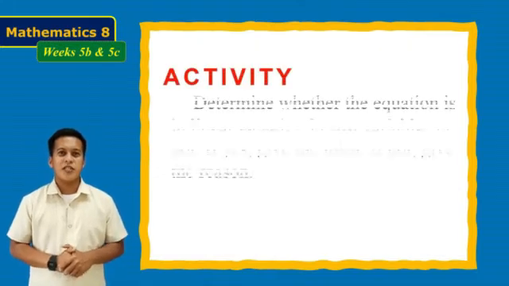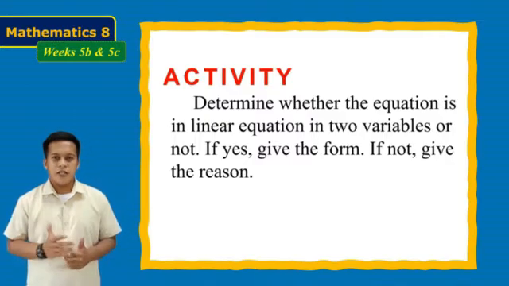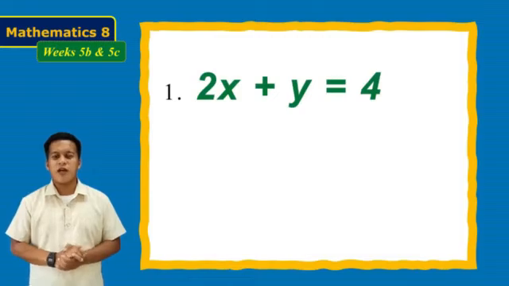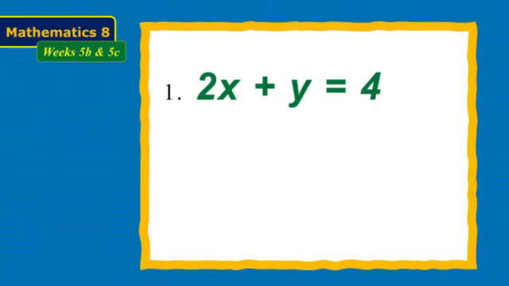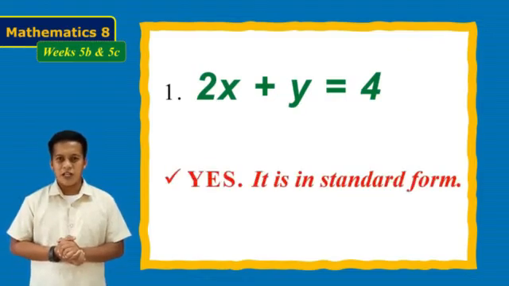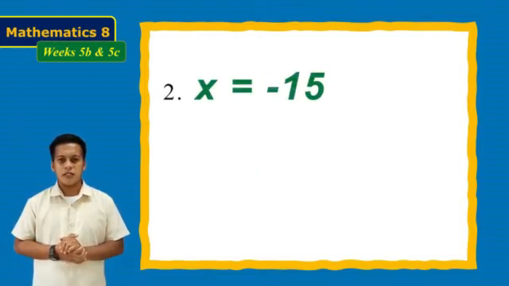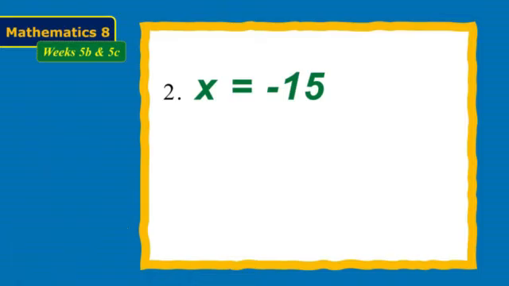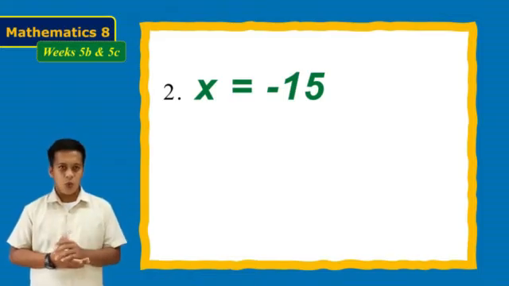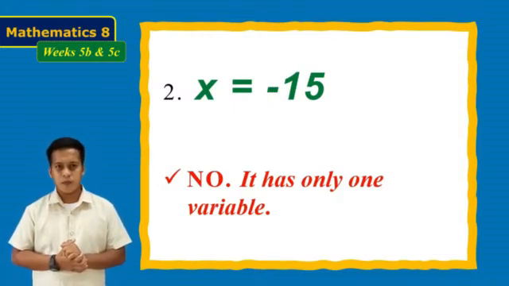Let us determine whether the equation is a linear equation in two variables or not. If yes, give the form. If not, give the reason. Number 1. 2x plus y equals 4. The answer is yes. It is in standard form. Number 2. X is equal to negative 15. The answer is no, because it has only one variable.